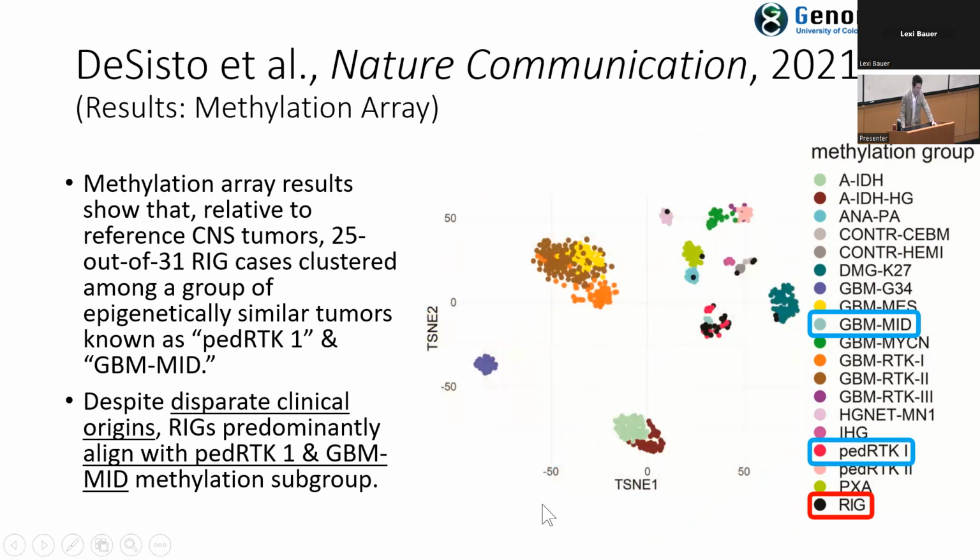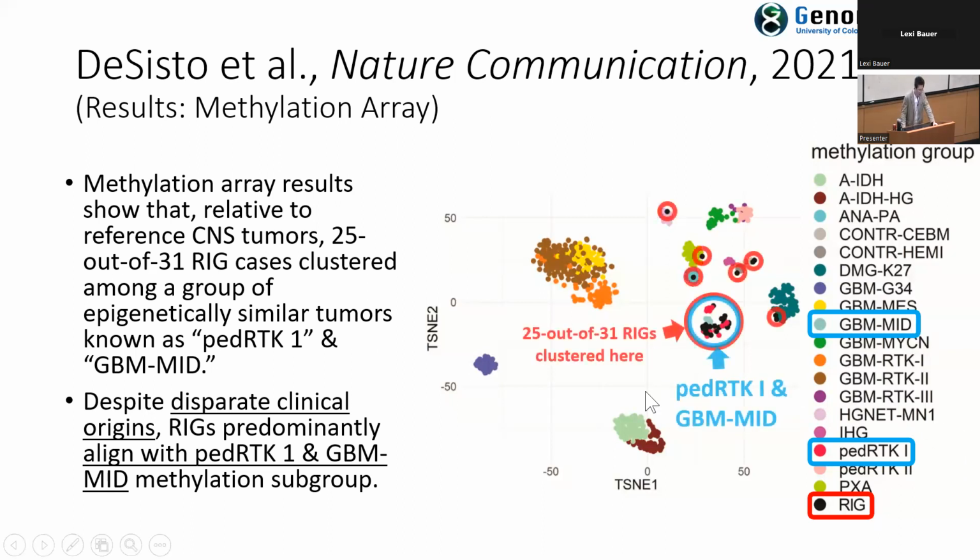This is a secondary method in which they analyzed the data. This is with the t-SNE. I think many of you are already familiar with it. It's just a dimensionality-reducing way of visualizing the data. But long story short, the closer these clusters are together, the more similar they are, and the further apart, the more dissimilar they are. In this case, they're looking at the methylation group. So here's just a secondary analysis of their methylation data. And likewise, you've got the PET-RTK1 and the GBM-mid clustering right there, and then the 25 out of the 31 RIGs clustering together. So here's a secondary way that they've analyzed their data, once again recapitulating the finding from the dendrogram, to show that there's something going on with these RIGs.